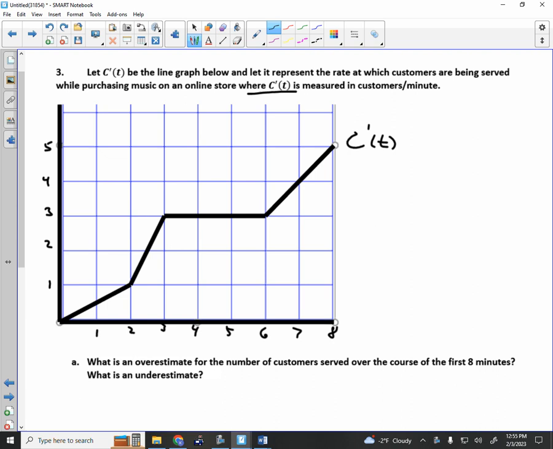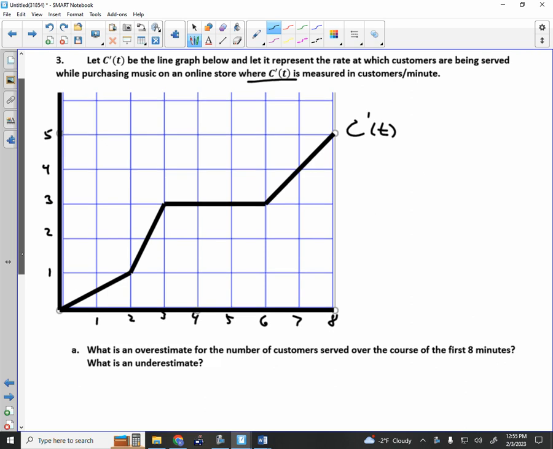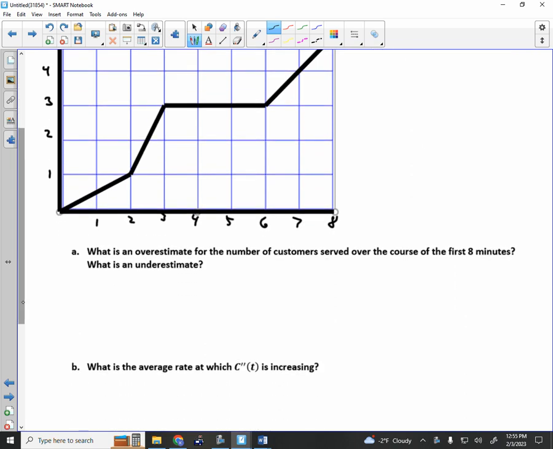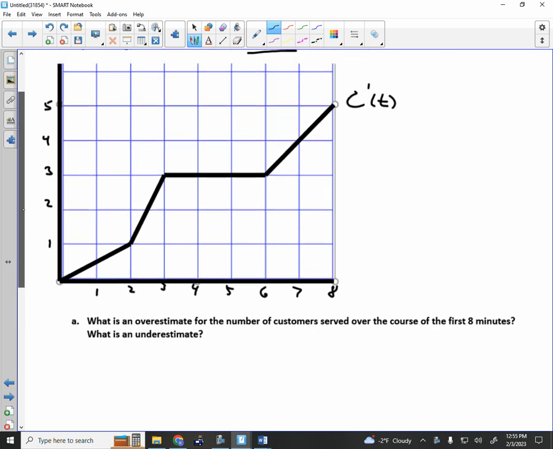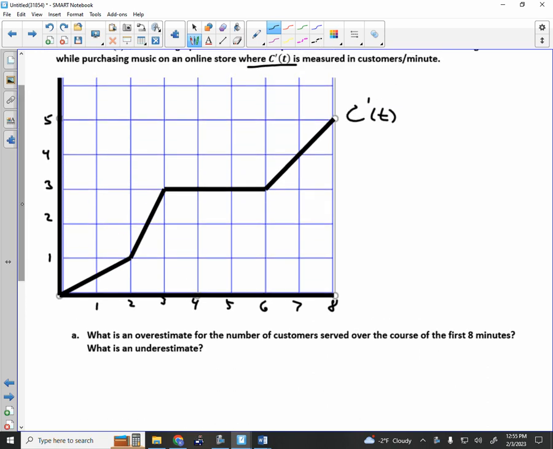Let's go to the basic examples here. It says, what is an overestimate for the number of customers served? And what is an underestimate? Sir, should we find the right hand and left hand stuff from 0 to 8? Yes, exactly. Will you be finding the right hand or left hand for an overestimate? Talk to your friend. Right hand or left hand? Go. What, Tim? Right hand is the overestimate.